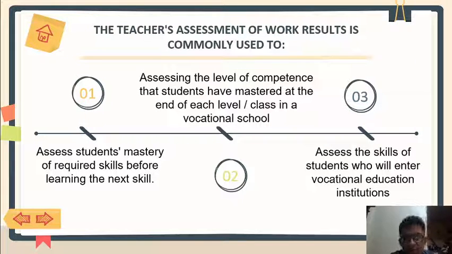Okay, teachers must understand the purpose of assessing work results so that there are no mistakes in preparing the assessment instrument grid. The teacher assessment of work result is commonly used to, there are three: to assess students' mastery of required skills before learning the next skill, and the second is to assess the level of competence that students have mastered at the end of each level or class in a vocational school, and the third is to assess the skills of students who will enter vocational education institutions.